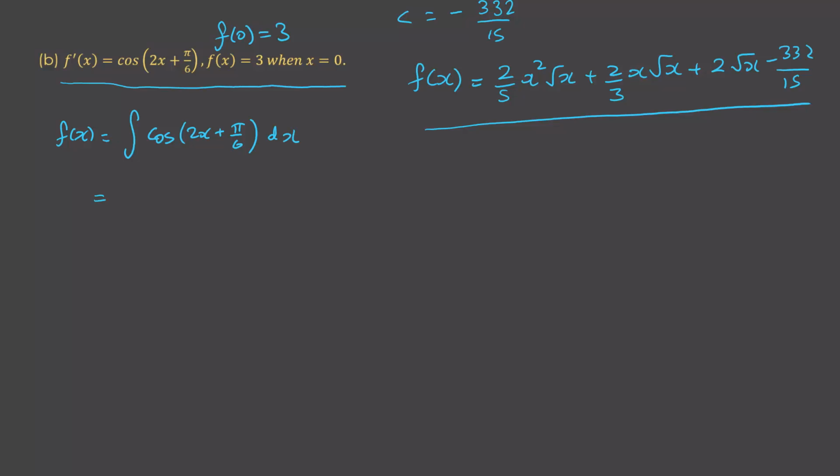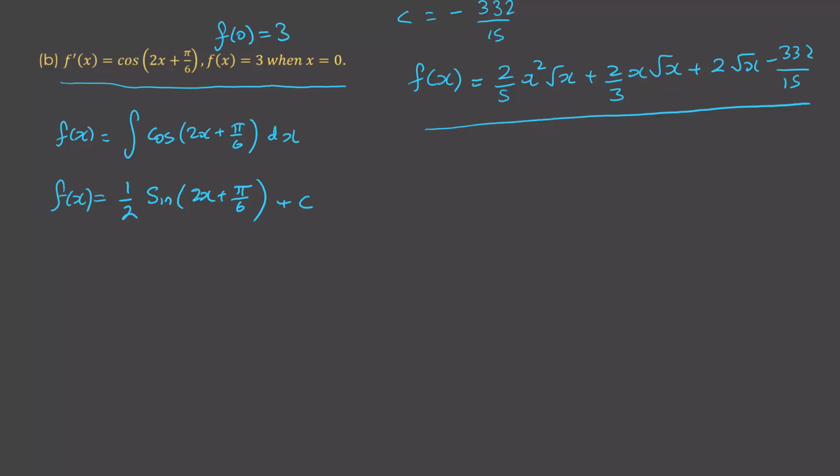Now, think about the cycle. Cosine is going to integrate to sine. The argument never ever changes. So it's still 2x plus pi by 6. We would need to divide by the differential of the inside function. So dividing by 2 is the same as multiplying by a half. And then we add our constant.